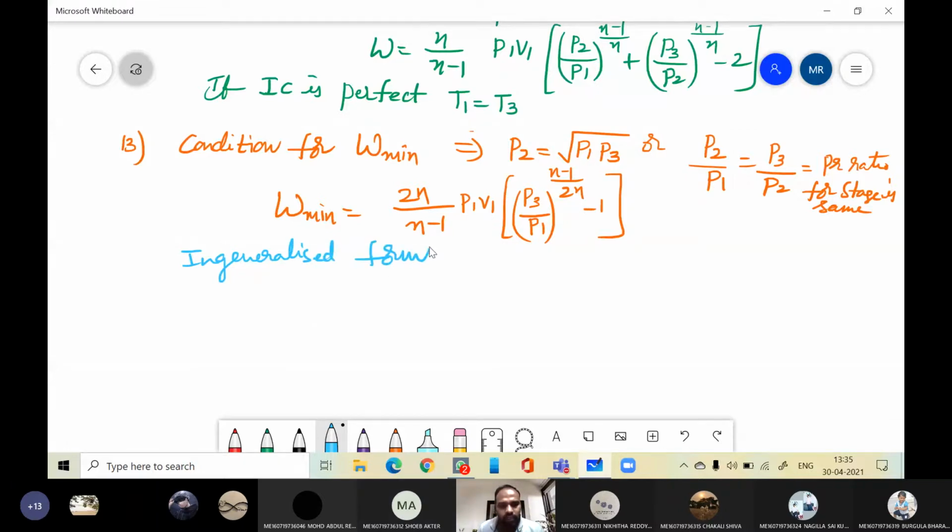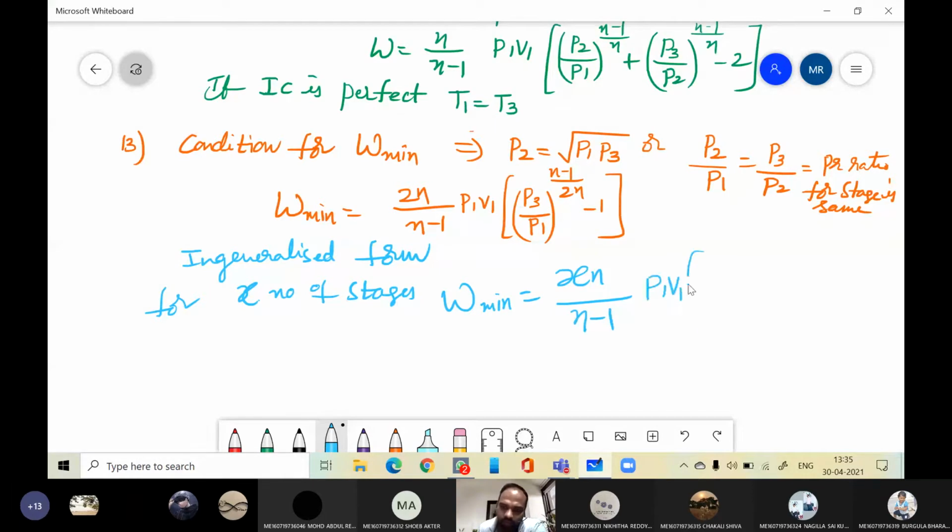In generalized form, we can write, let us say, x number of stages. For x number of stages, W minimum is equal to xn divided by n minus 1 P1 V1 into [(Px plus 1 by P1) whole power n minus 1 by xn, minus 1]. Yesterday I said it is 2n, it's not 2n, it is xn, where x is the number of stages.